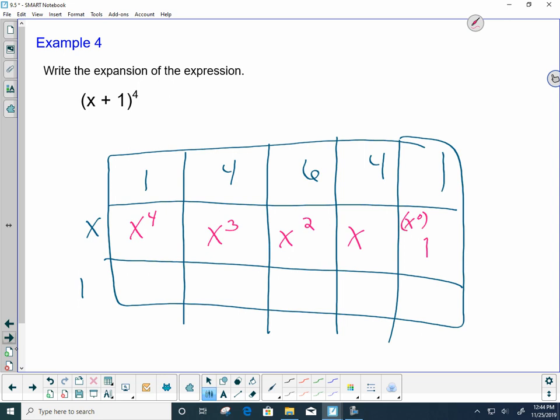Then I'm going to take 1. Well, 1 raised to the 0 power is going to be 1. Then 1 raised to the 1st power is going to be 1. 1 squared is going to be 1. 1, 1. So they're going to stay the same.